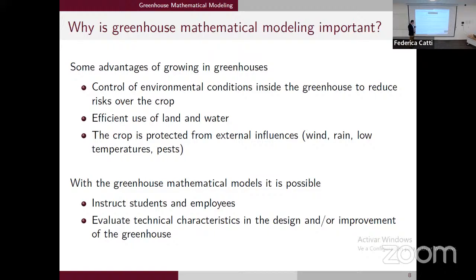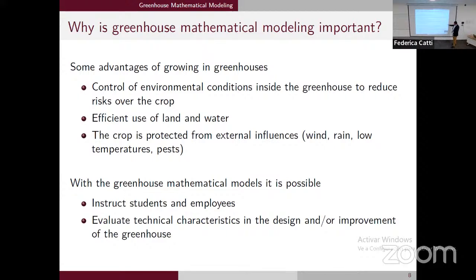With the greenhouse mathematical models it is possible, for example, to train students and employees. That is, this model is possible to use as a pedagogical tool. For example, it's possible to evaluate climate policy, control policies, or harvest criteria without destructive tests or having to wait the entire cultivation time.